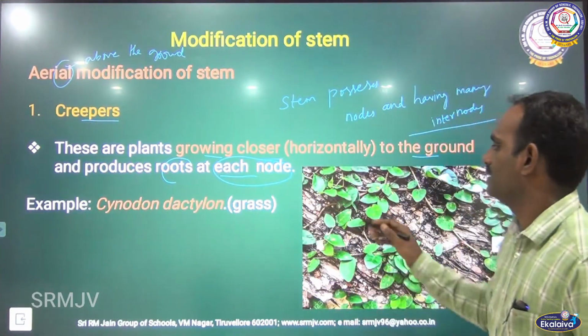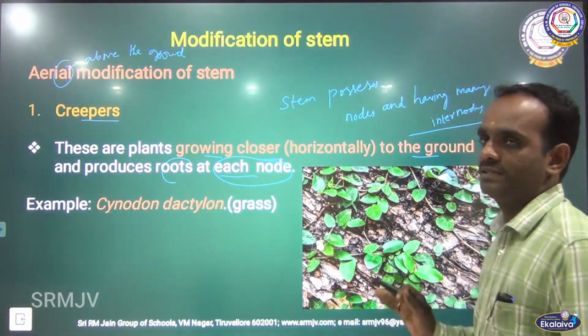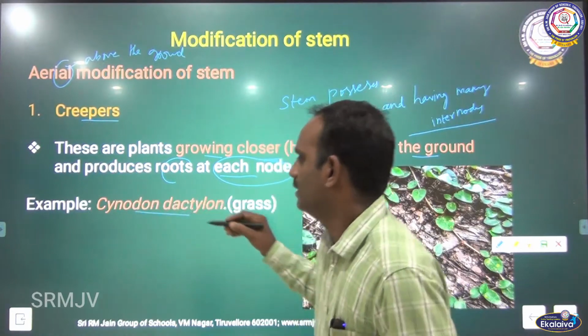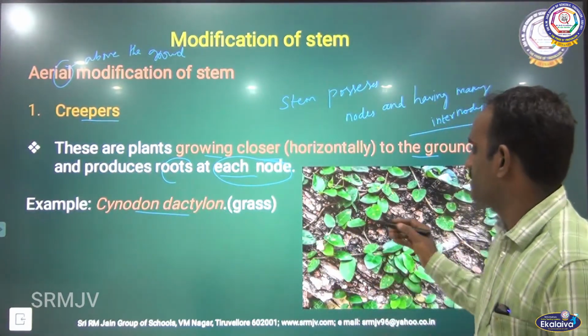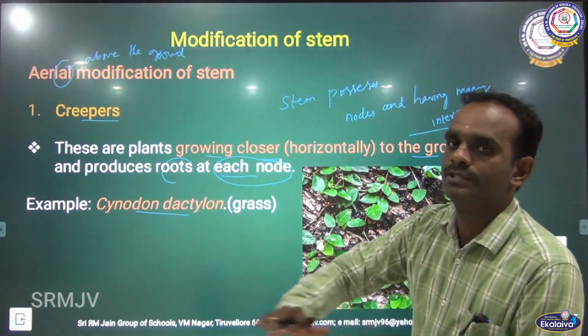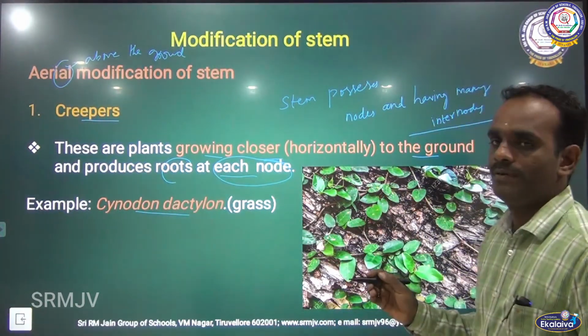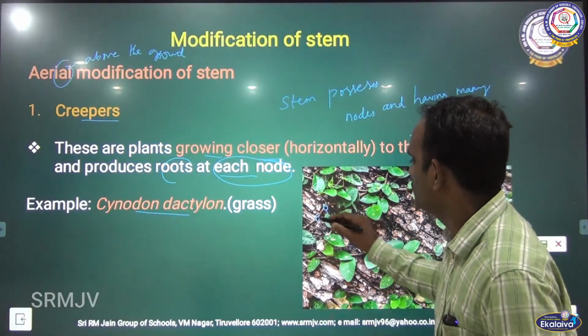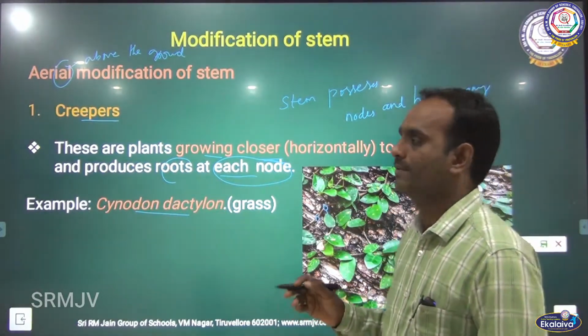See the picture here. This is the picture of creepers. Example is grass, Cynodon dactylon. This is a creeper, a plant that grows very close to the ground, horizontally to the ground. Each node will produce one root.